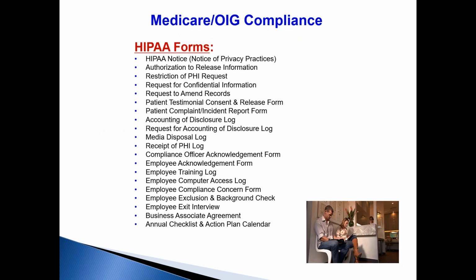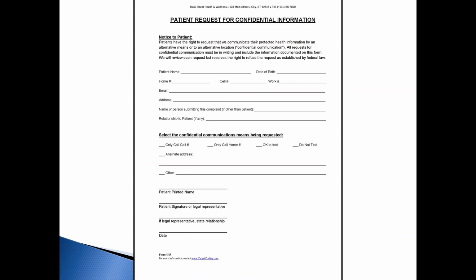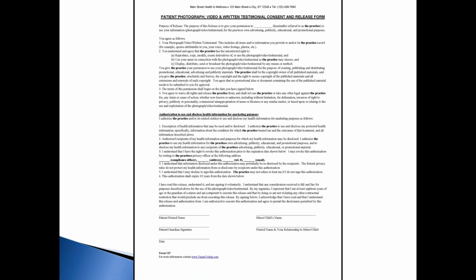Now, there are a whole bunch of HIPAA forms that you should be aware of. HIPAA Notice of Privacy Practices, Authorization to Release Information, Confidential Information, Testimonial Release. We have a whole bunch of these forms if you're interested here. Patient request for confidential information. A patient might say, hey, don't call me at home. Don't call me in the office. I only want you to call me on my cell phone. Have them fill out this form so everybody's on the same page.